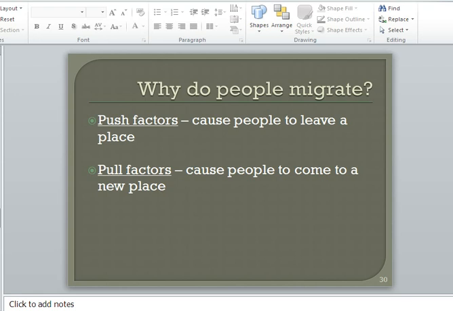The pull factors can be a variety of things. Maybe they're just political, which countries allow immigration. Maybe that's the chain migration idea that you have family members in a city in another country and they will take you in and help support you and get you moving.